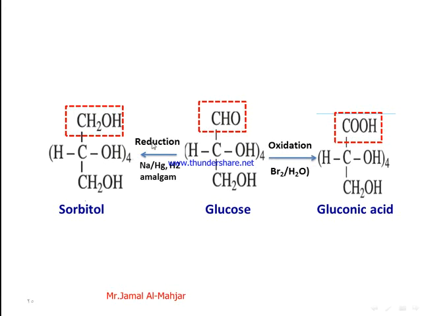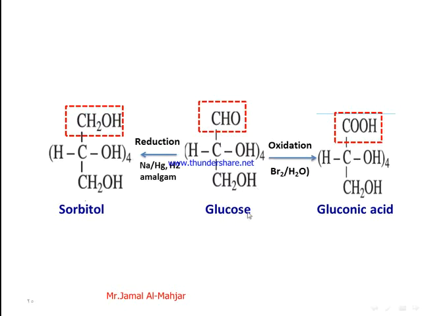What will happen here? Yes, we add hydrogen using sodium amalgam. Amalgam means sodium with mercury. Here we have to add 2 hydrogen atoms, one to oxygen and one to carbon. So this becomes CH2OH. So this is an alcohol. Reduction of aldehyde gives alcohol, and oxidation of aldehyde gives carboxylic acid.